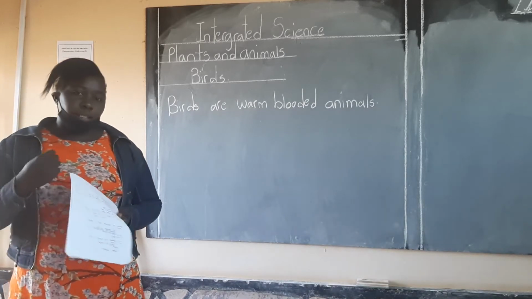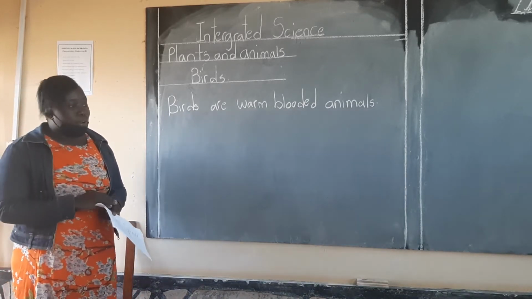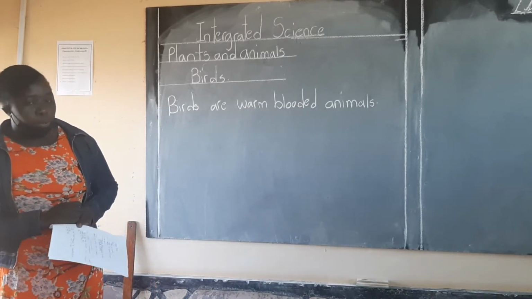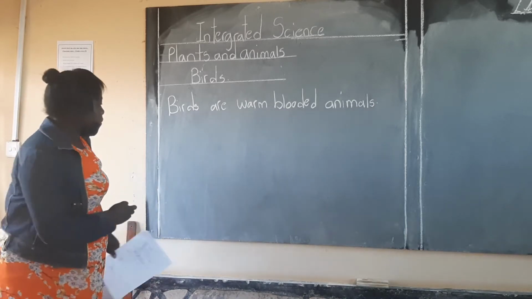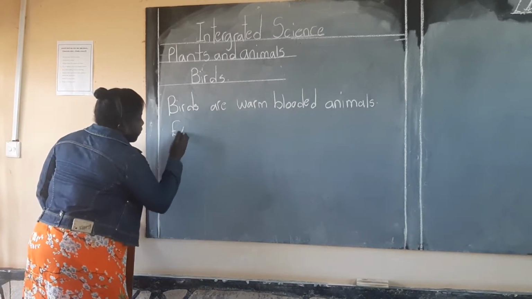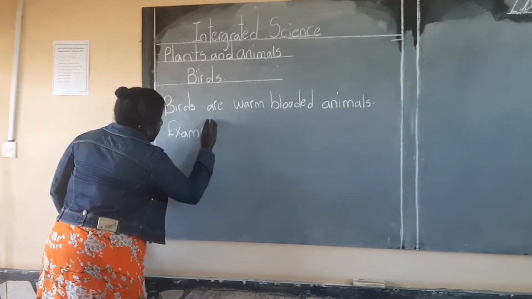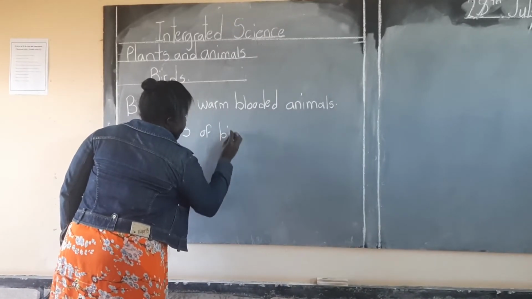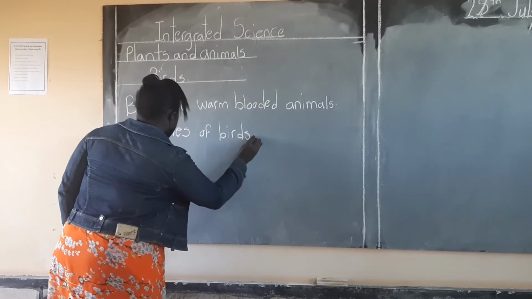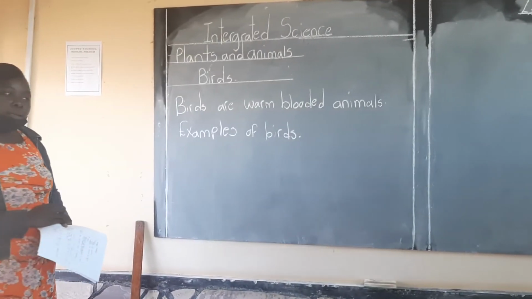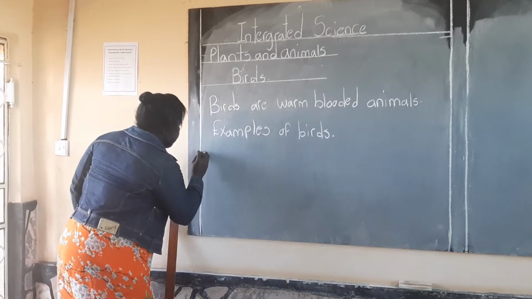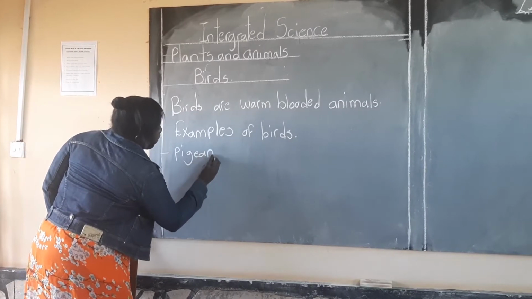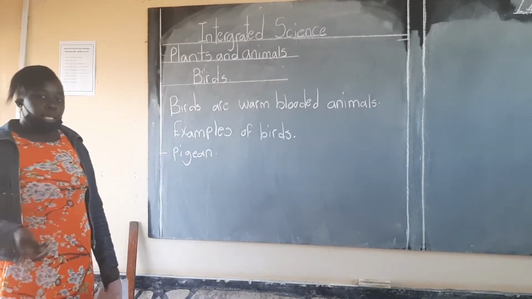So, can we have some examples of birds? Before we look at characteristics of birds, let us look at some examples of birds that we know. So examples of birds. 1, a pigeon. A pigeon is an example of a bird. We also have chickens.